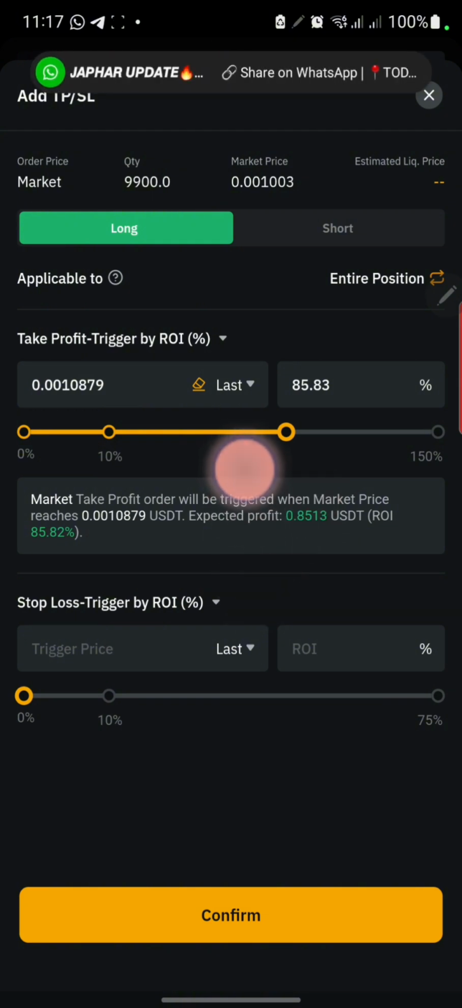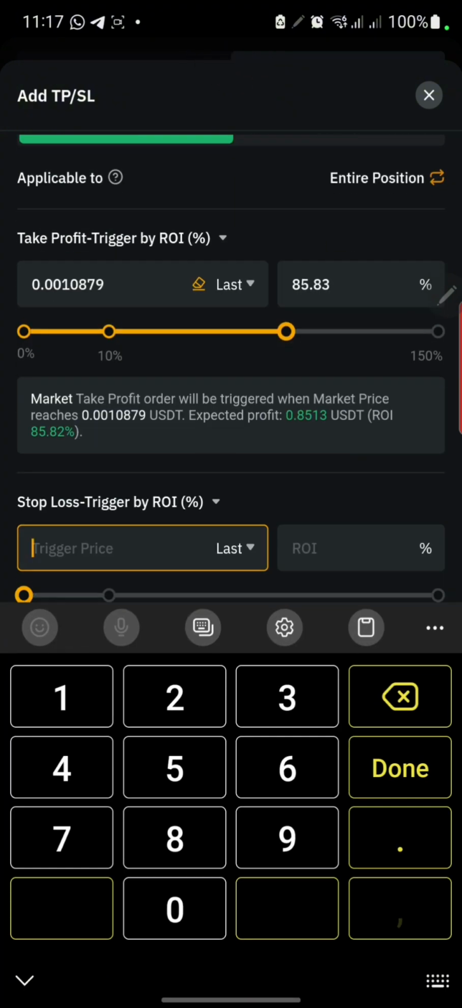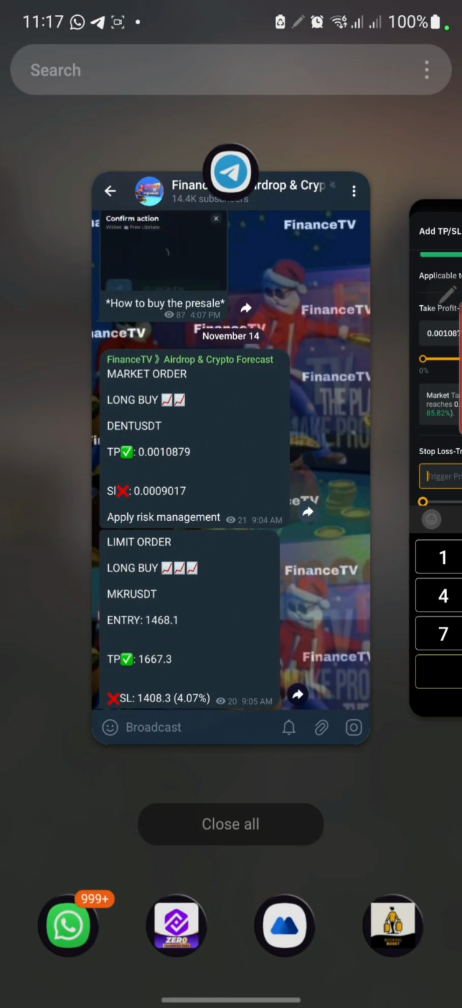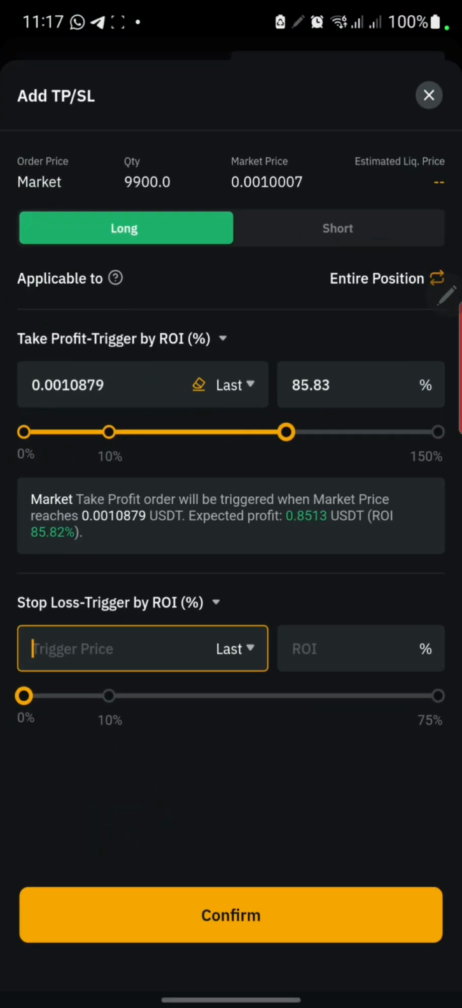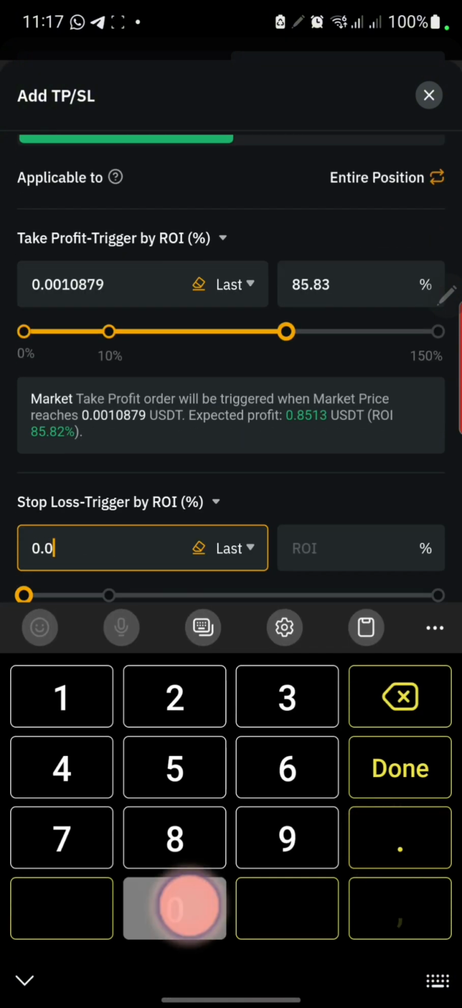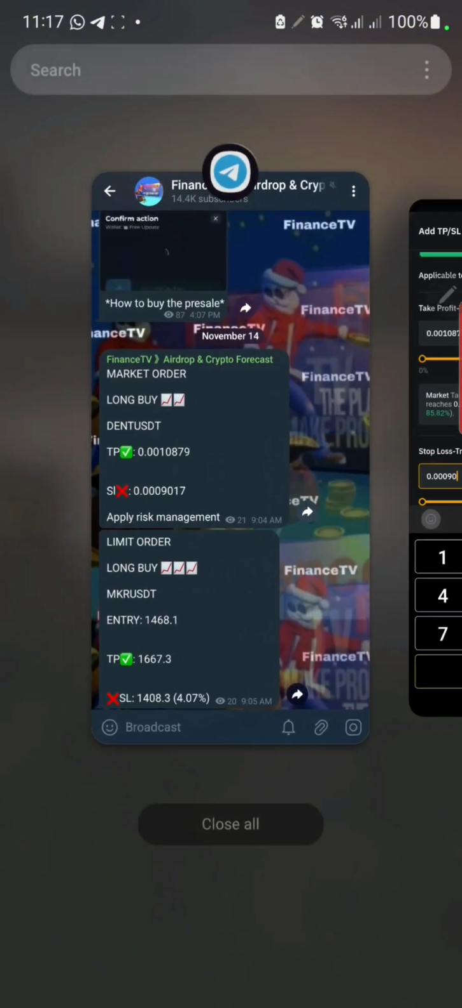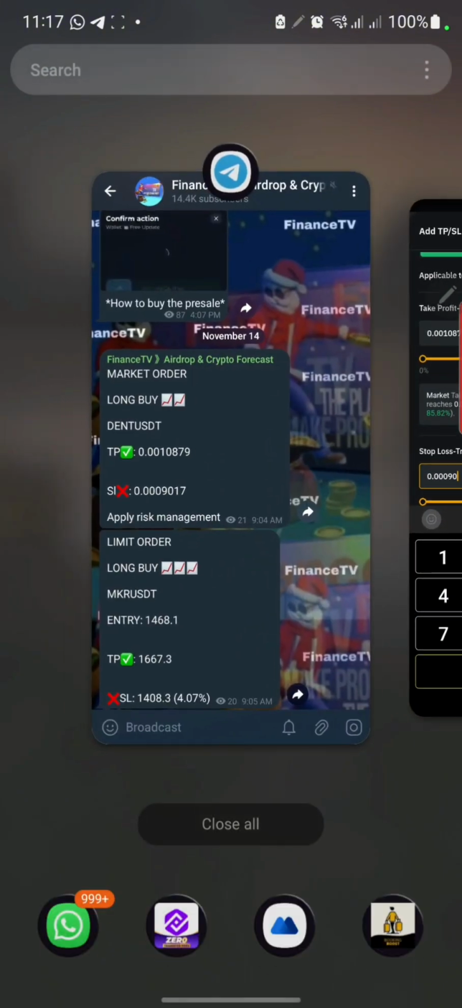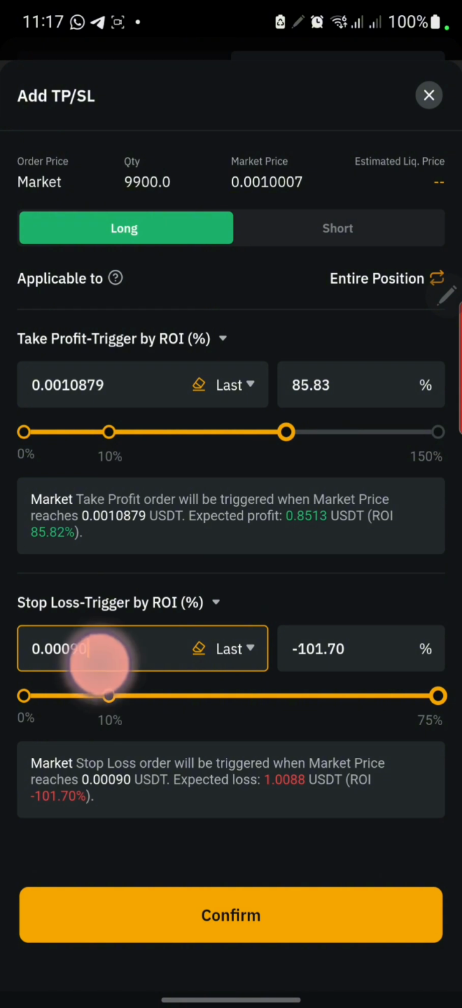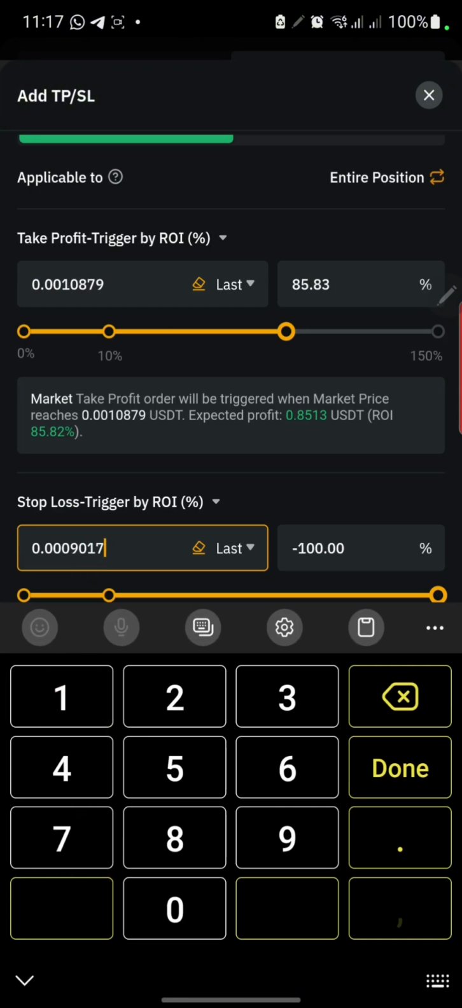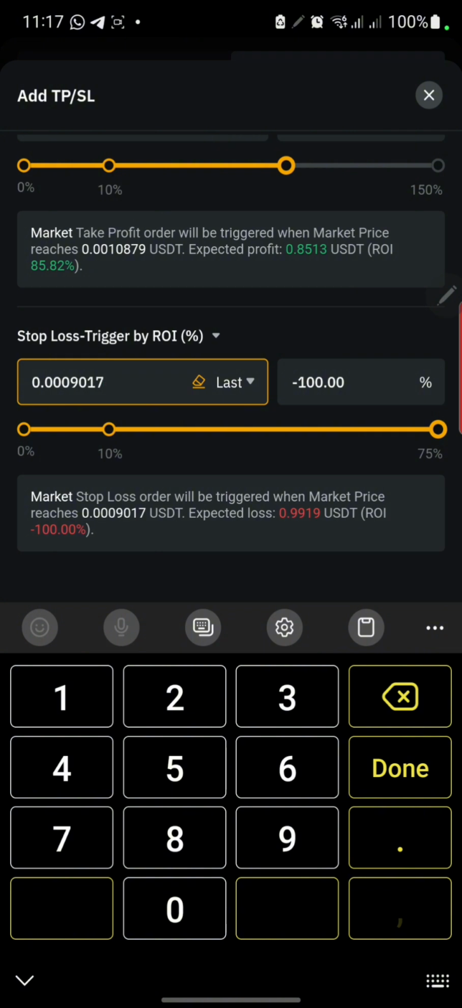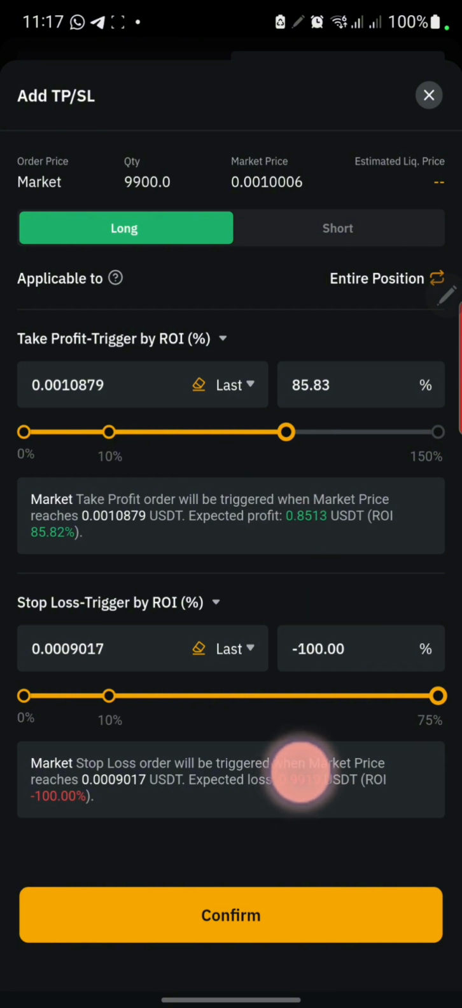I'm going to make. But in case the trade goes wrong, you have to set your stop loss so that you don't lose all your balance. 0.00090, 0.00017, as you can see. So if the trade goes to loss, I'm going to lose just 0.9. Have you seen that now? So then you can easily place your trade.